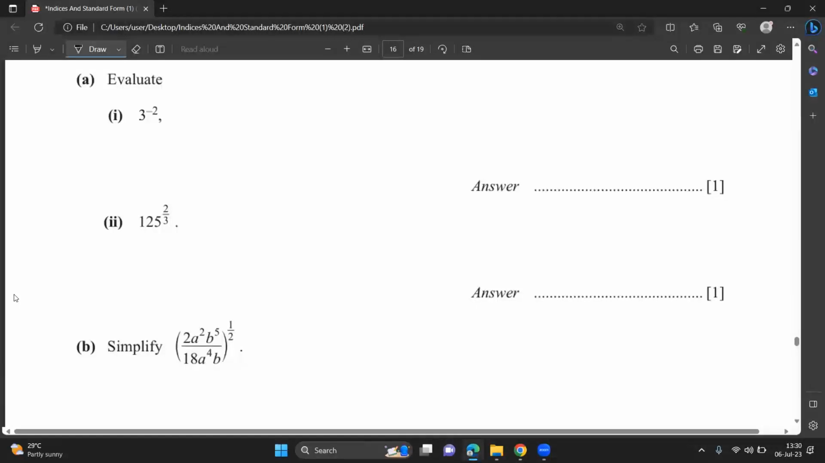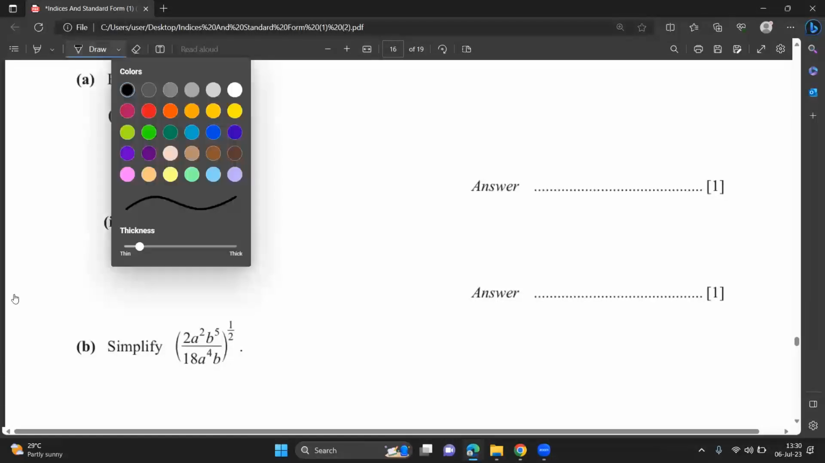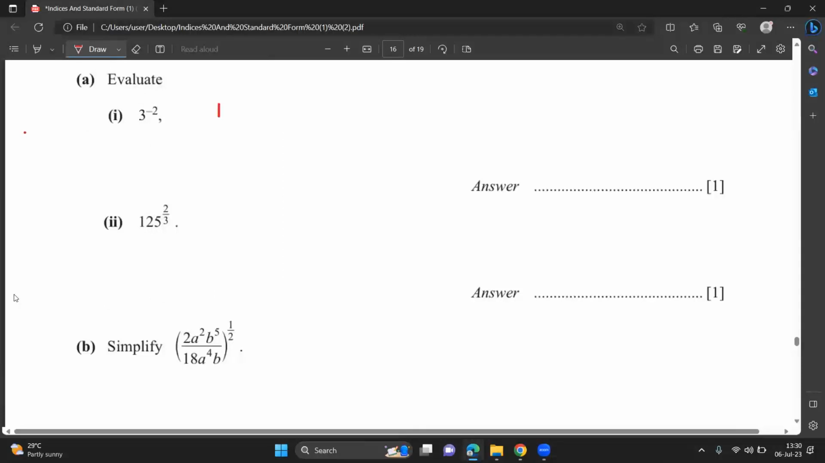Evaluate 3 to the power minus 2. How do I write this? 1 over 3 square. What is 3 square? Everyone got this answer?